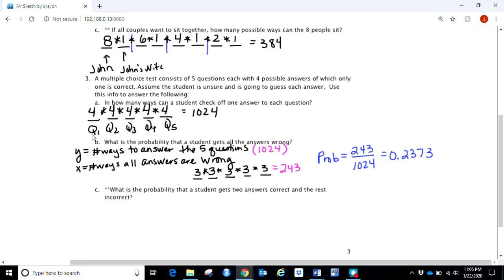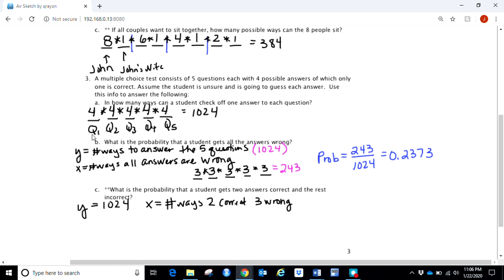All right, last question. What is the probability that a student gets 2 answers correct and the rest incorrect? Okay, so let's think through this one again. Y is going to be the same that we already had before. We're still answering those 5 questions with 4 possible answers each. So that's not going to change my Y. X is going to represent the number of ways we get 2 correct, which would mean that we get 3 wrong. That's kind of like by default. The rest are incorrect, so the other 3 are going to be wrong.